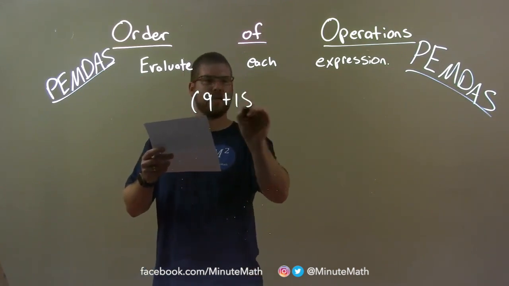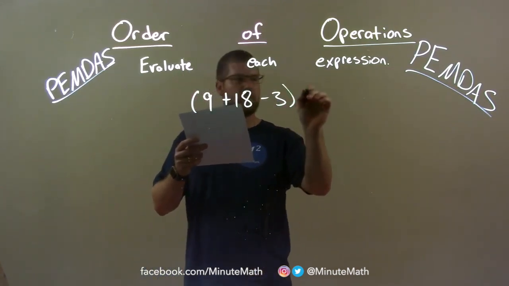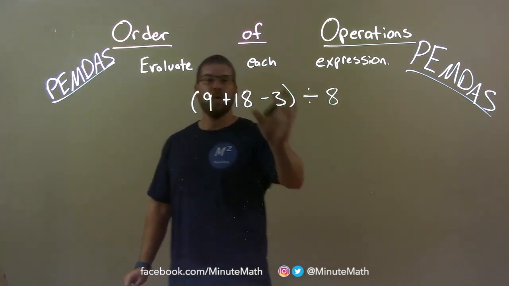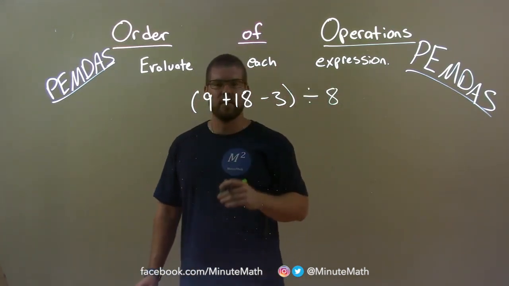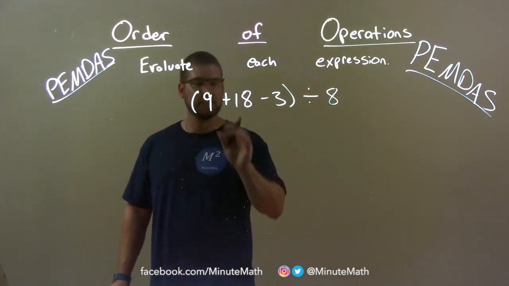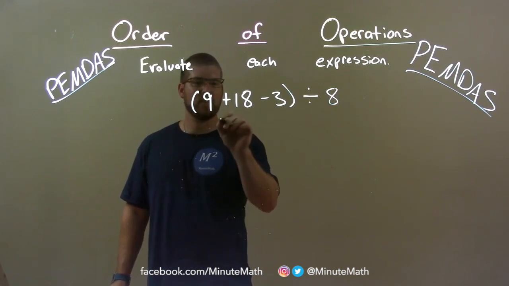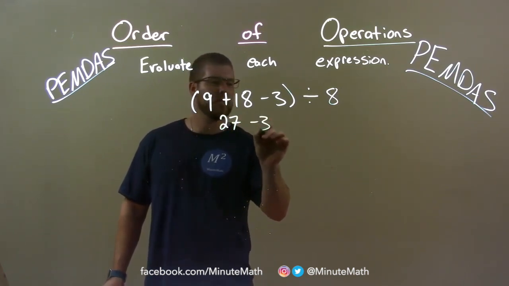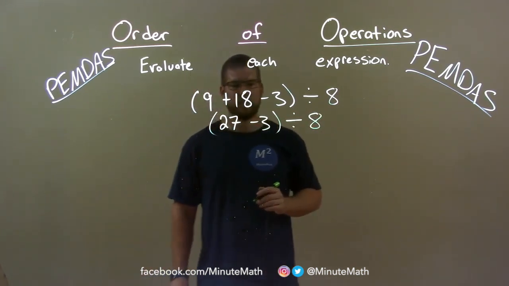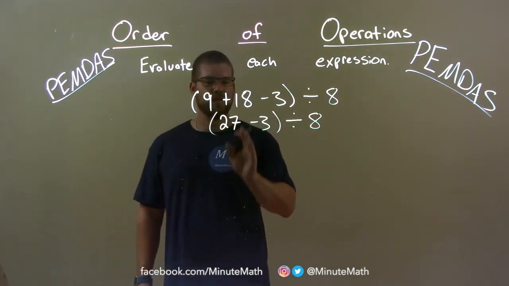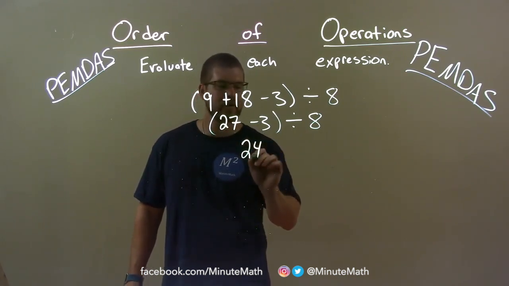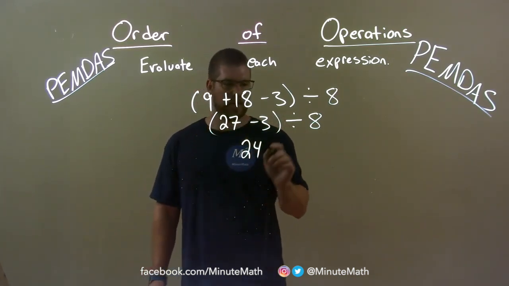9 plus 18 minus 3 divided by 8. Well, my first step here is whatever's in the parentheses. Got to deal with that first. So 9 plus 18 then is our real first step, right? 9 plus 18 is 27. Bring down the minus 3 and keep that in my parentheses, okay? Now still in the parentheses, we're still not done. 27 minus 3 is 24. We have a single number now. I don't need the parentheses anymore.